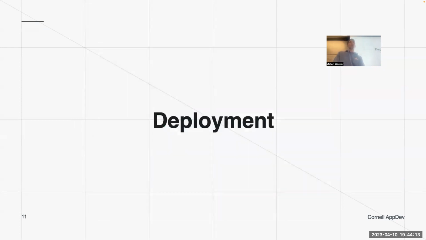Okay. So the next part of this lecture is about deployment. And so deployment is how we actually get our app running so that it's constantly up, and then anyone can access it.